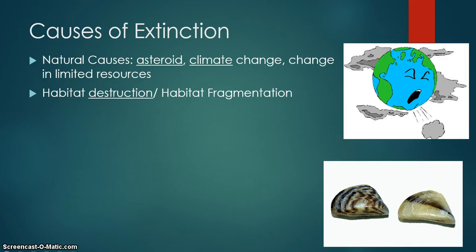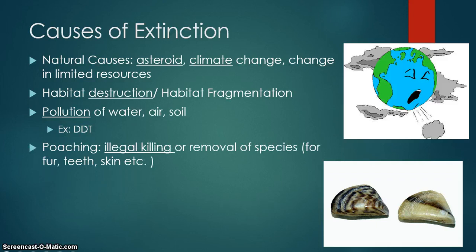Habitat destruction or habitat fragmentation is a major cause of extinction. Pollution of water, air, and soil, for example, DDT, which we'll talk about in class. Poaching, which is the illegal killing or removal of a species, usually for its fur, teeth, or skin. For example, elephants and rhinoceros are both species that have been heavily poached, as well as gorillas.